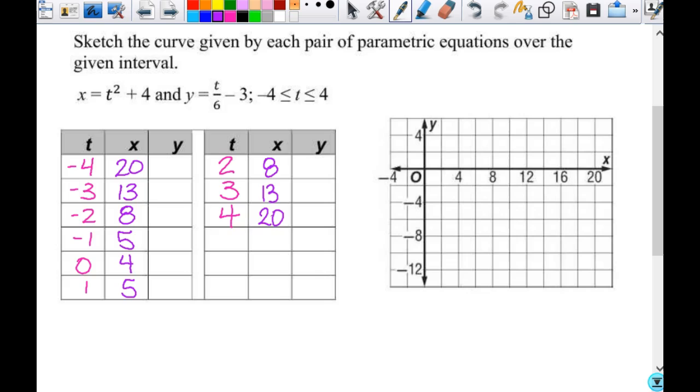Oh, good. Sorry, I was looking at a different problem up there, going, why do our numbers look different? It's a different problem. All right, so then I'm going to do the y. So for y, -4 divided by 6 is like -2/3, right? And then -2/3 minus 3 is -3 2/3.